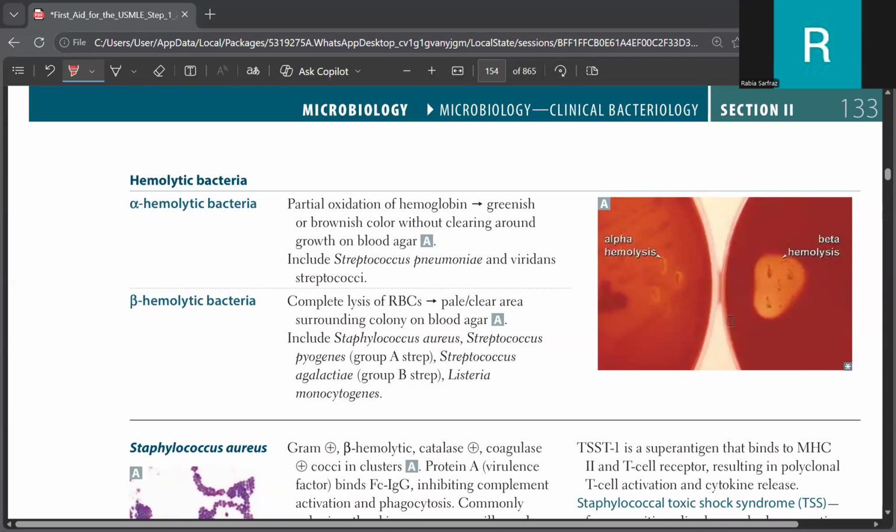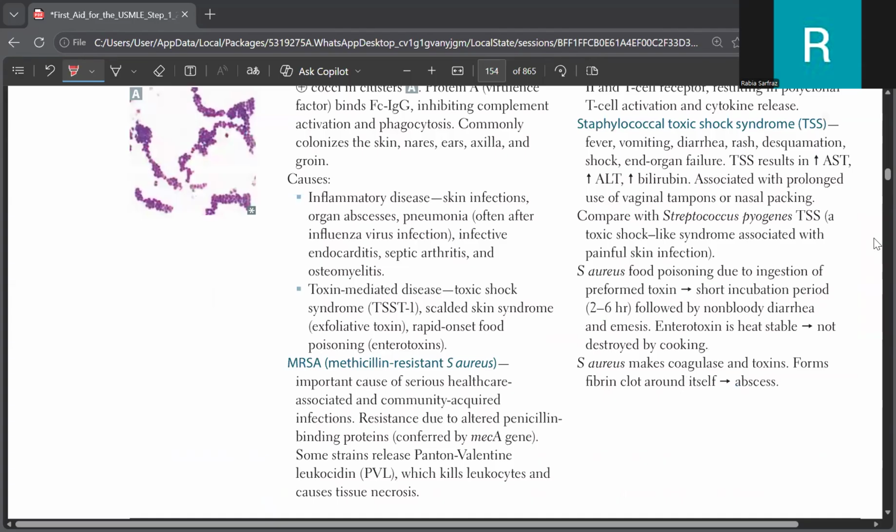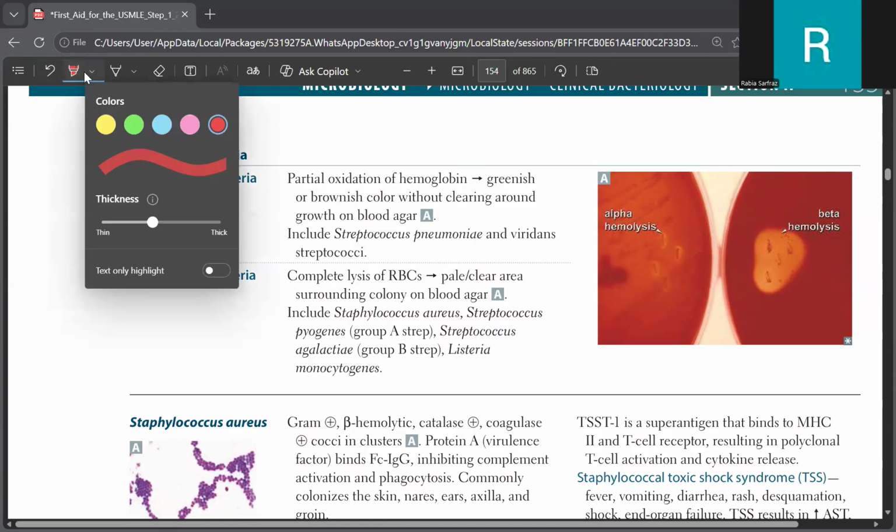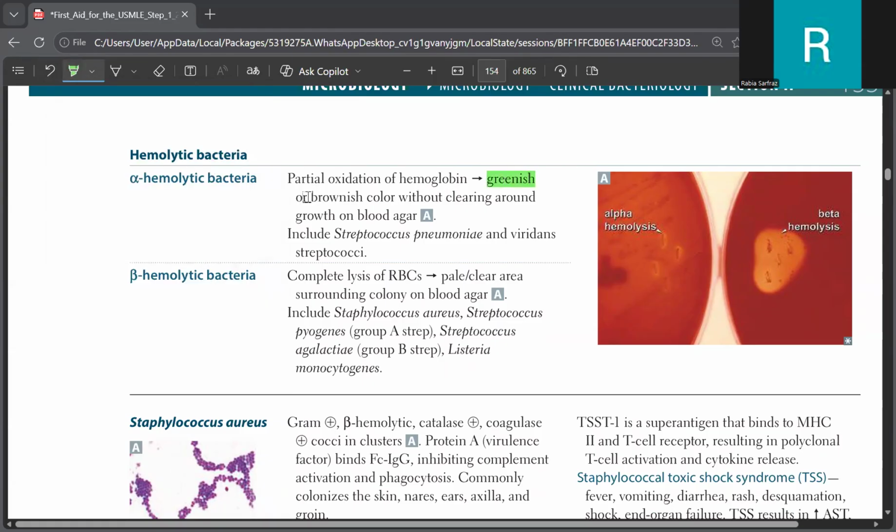Today we're going to cover all the gram-positive cocci and the distinction between hemolytic bacteria. Alpha hemolytic bacteria cause partial oxidation of hemoglobin, and this causes a greenish or brownish color without clearing around growth on the blood agar. This is alpha hemolysis. It includes Streptococcus pneumoniae and viridans streptococci.